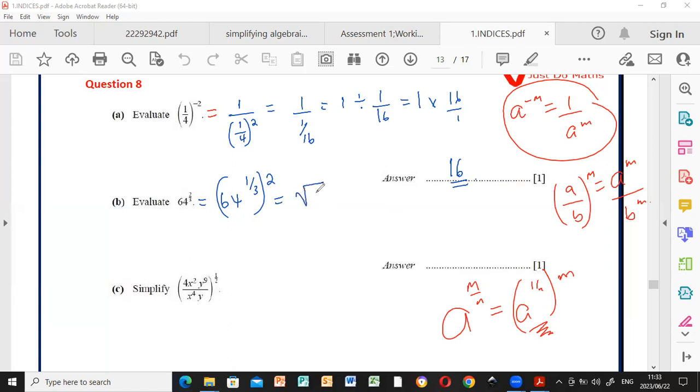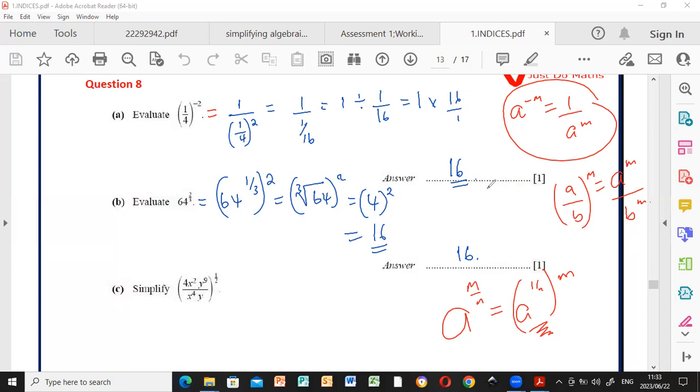We're looking for that number that when multiplied by itself 3 times gives us 64. And that number is 4. If you say 4 times 4 times 4, you get 64. So the cube root of 64 is 4, to the power of this 2. And our answer straight away again is 16. So 16 again is our answer.